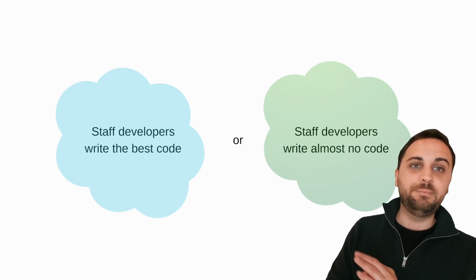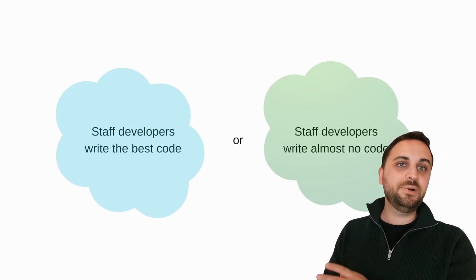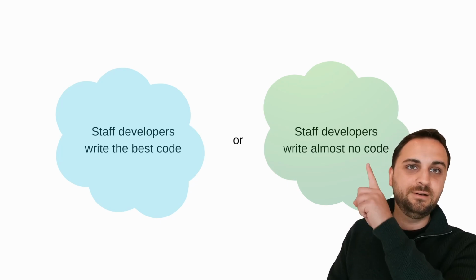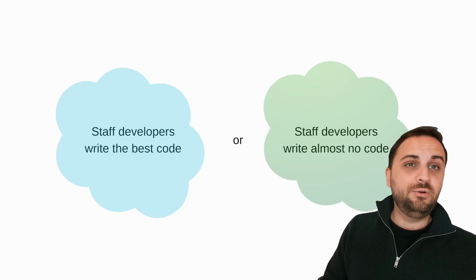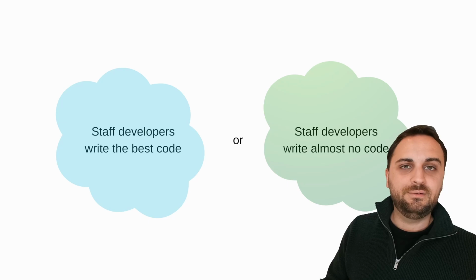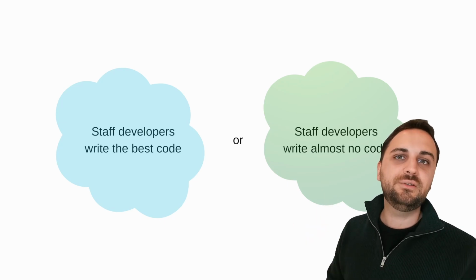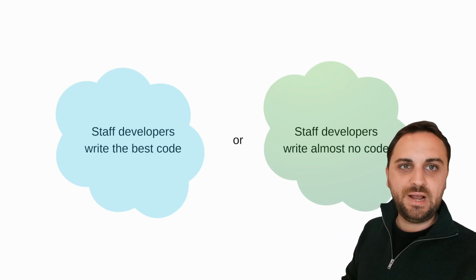Staff developers write the best code, and then staff developers write almost no code. And I've seen both models. I know which one I prefer. It's this one here, but it doesn't work so easily. You need a whole bunch of other things in place to make that work. If you don't have a huge list of other cultural topics in place, it's not going to work. But making these two groups interact is a challenge, right?